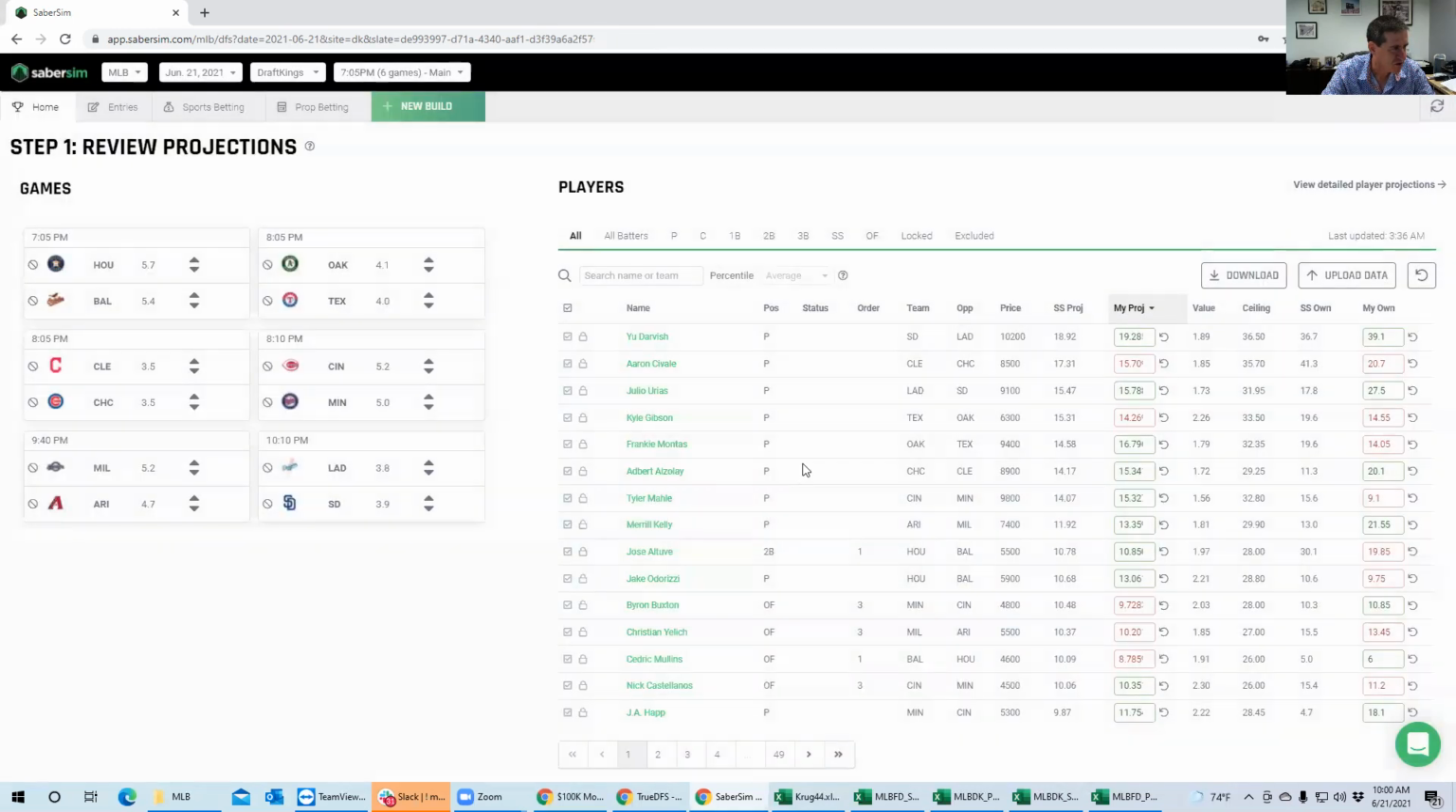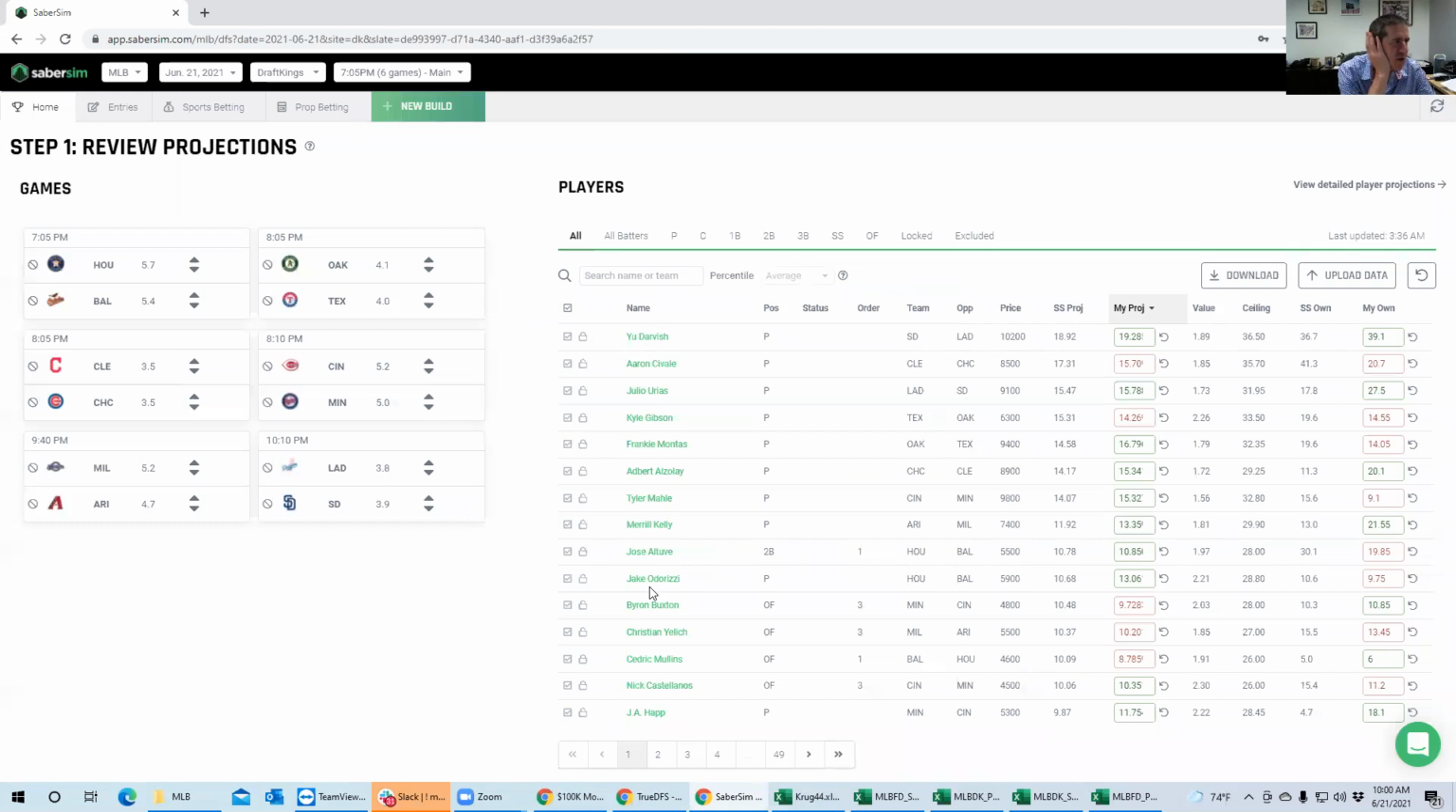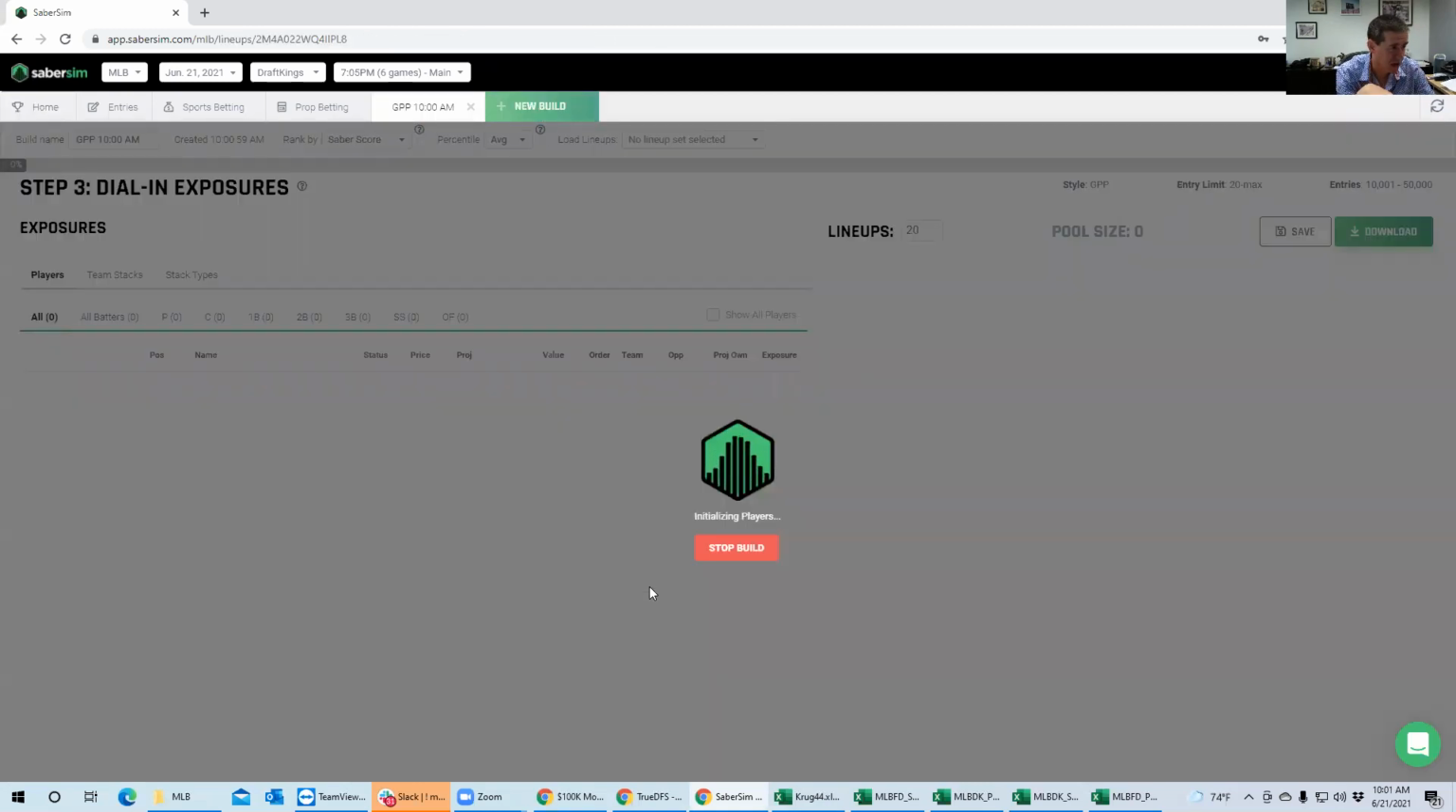So let's build 20 lineups here. And let's see what type of stuff SaberSim will come up with, given my projections, given my ownership. It's garbage in, garbage out, right? Whenever you're putting in lousy projections and lousy ownership projections, you're just going to get bad lineups, regardless of what optimizer you use. But I'm very curious what this does with respect to building for the day. No, I'm going to save them.